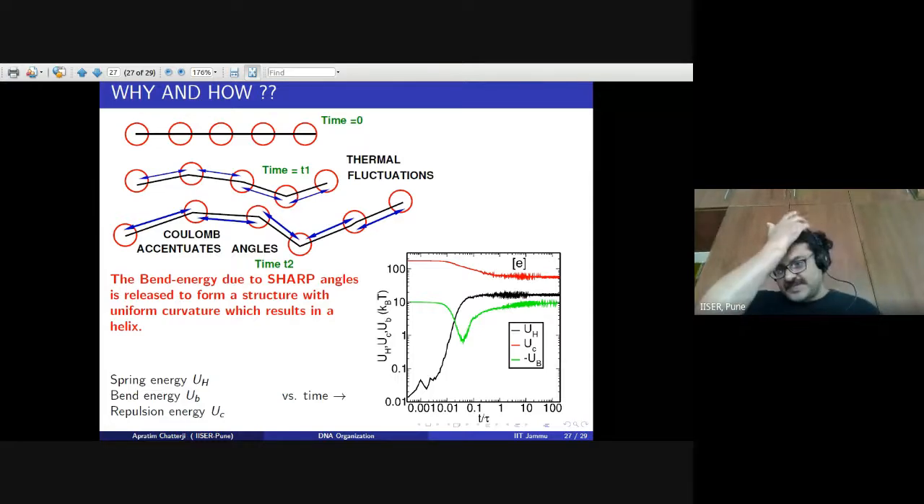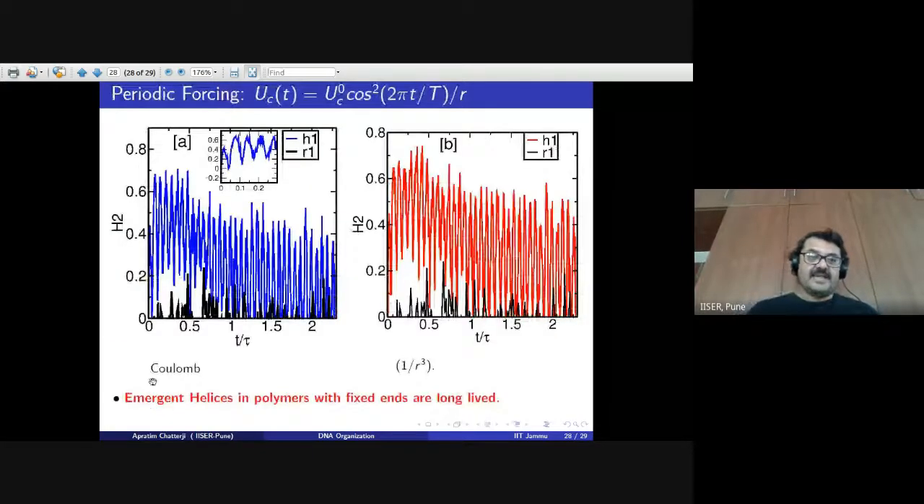This mechanism has been explored in greater detail in our paper, where we have followed the spring energy, the bend energy, and the repulsion energy due to Coulomb or 1 by r cube interaction, two different cases, as a function of time, and have established this mechanism. Furthermore, as I said, when you switch on Coulomb interaction, strong repulsive interaction, these chains form helices, but then they dissolve in time.